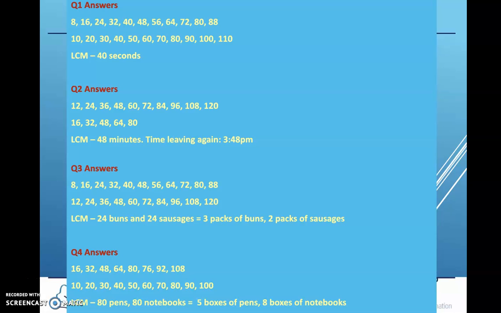And here are your answers. So, question number 1 wanted the lowest common multiple. We wanted to know what multiple of each of the seconds would be an overlap for both lights to flash at the same time.